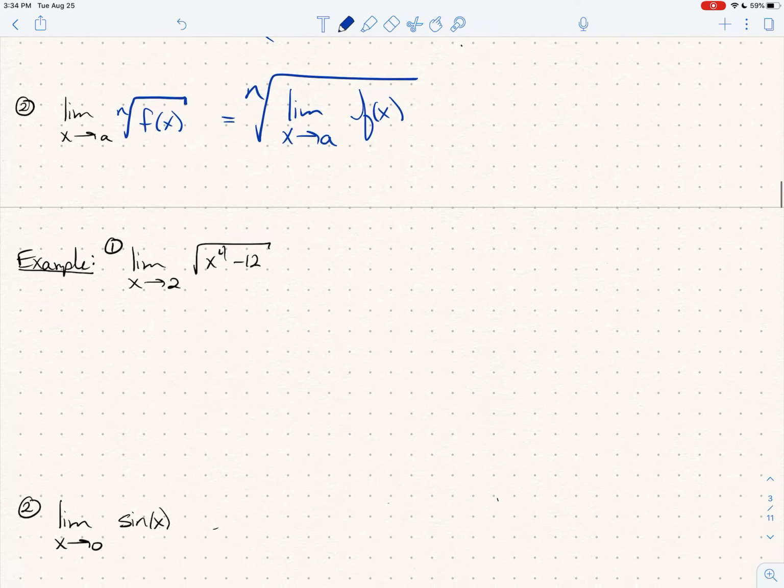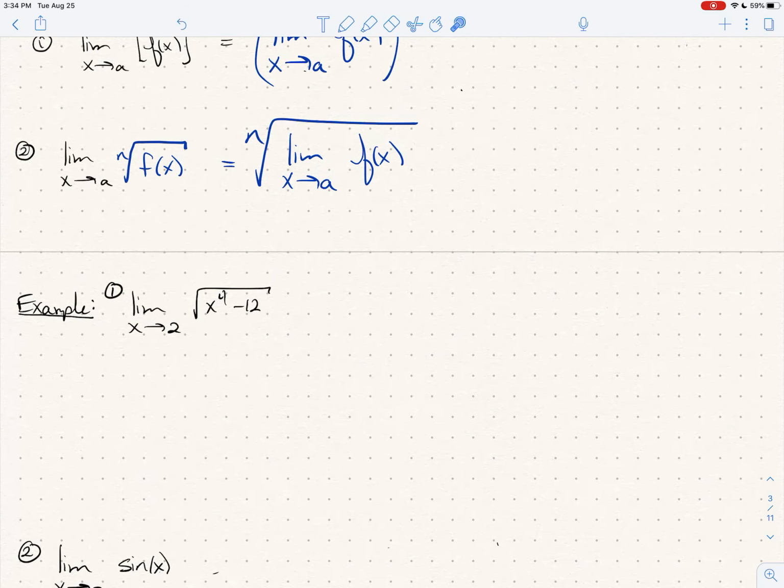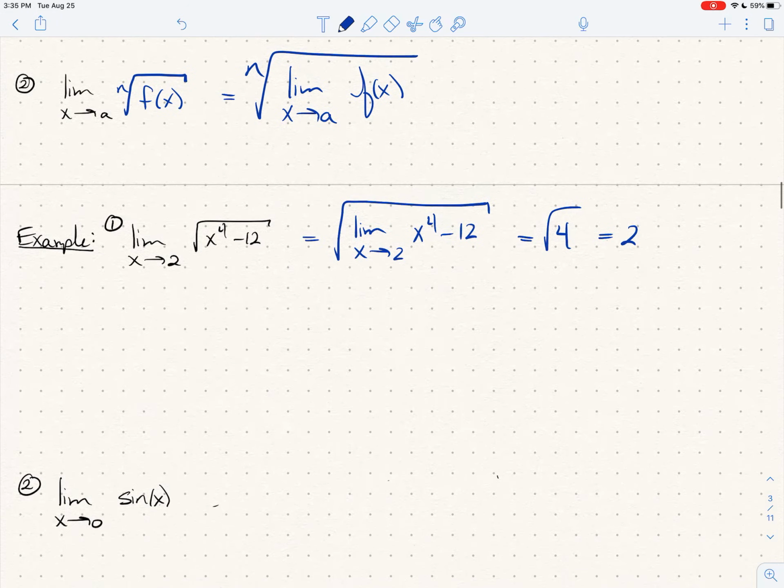We'll look at the limit as x goes to 2 of the square root of x to the fourth minus 12. And right away I recognize that, oh, look, this square root is a second root, if you will. And so I can write this as the square root of the limit as x goes to 2 of x to the fourth minus 12. When I want to evaluate this limit on the inside, I know that, oh, that's a polynomial. Its domain is everything, so I can just use the direct substitution property, and I get, of course, 2 to the fourth is 16 minus 12 is 4, so I get root 4, which is just 2. So there's the first limit.